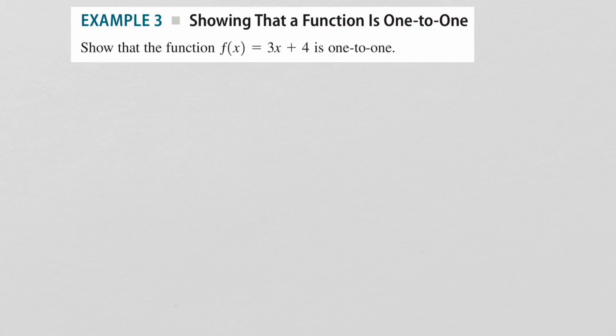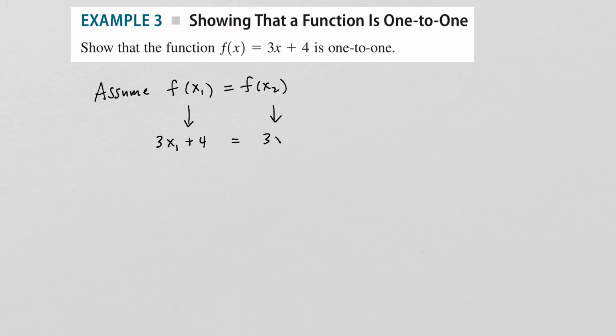So what I'm going to do is assume that f of x1 is equal to f of x2. Now, f of x1 would simply be 3 times x1 plus 4, and f of x2 would be 3 times x2 plus 4. Now, if that's true, notice that if I subtract 4 from both sides, we end up getting 3x1 must be equal to 3x2.